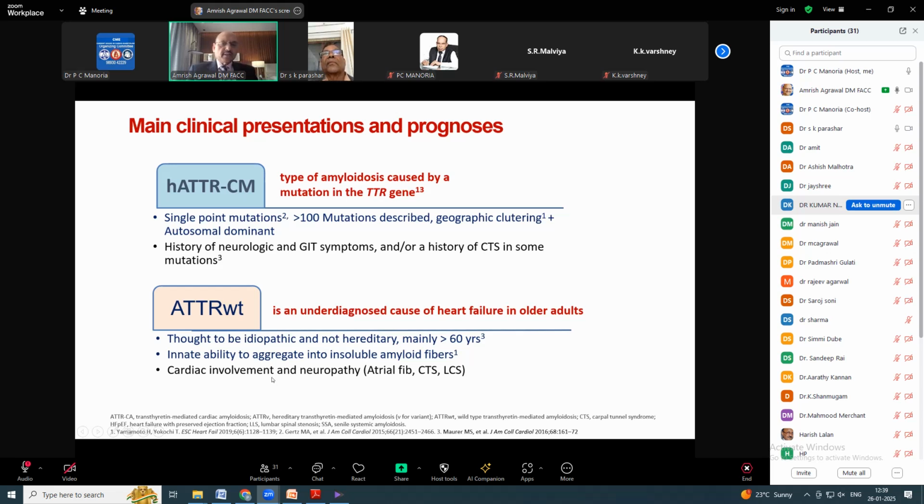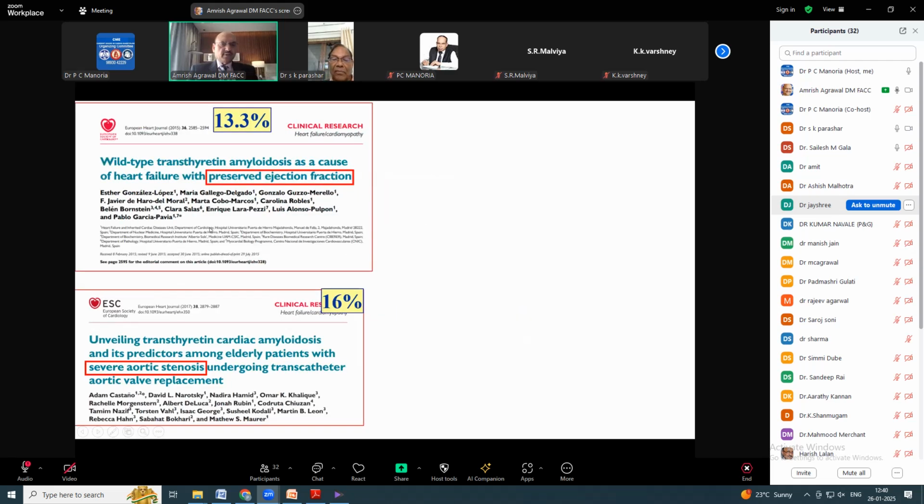We don't know the incidence and prevalence of the disease, but what we understand is that amyloidosis makes a significant contribution to common conditions we see in cardiology. For example, in the population with preserved ejection fraction, up to 13% can have cardiac amyloidosis, and 16% can have ATTR cardiomyopathy in patients with severe aortic stenosis.